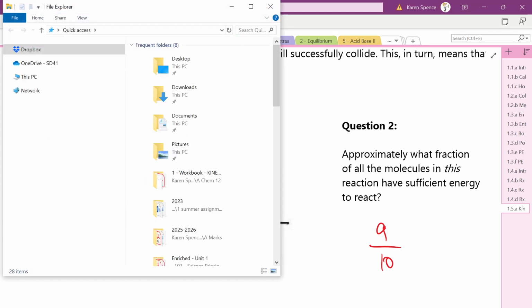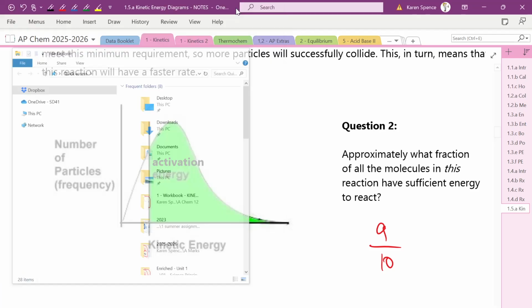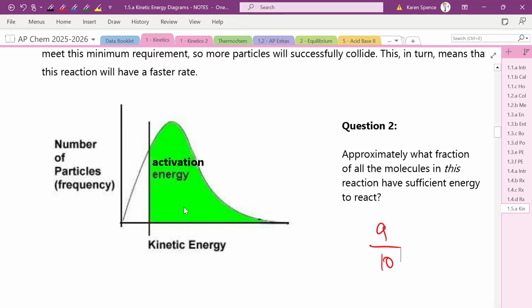What do you mean? 9/10 of this thing is green. So 9/10 of molecules have enough energy to react. Isn't that basically probability? Yeah. Oh, okay. Yep, thank you.